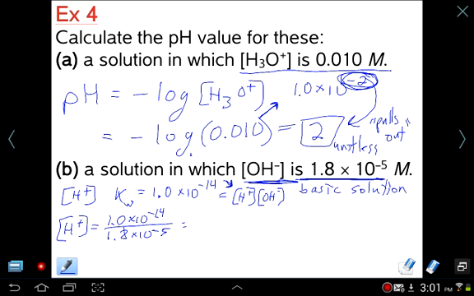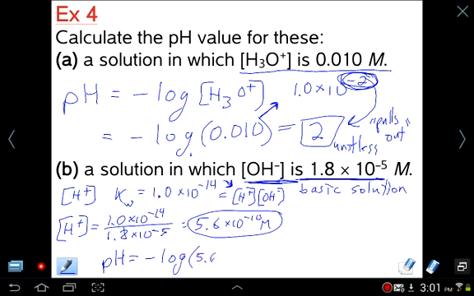And hopefully you got, we actually just solved this I think previously, 5.6 times 10 to the negative 10th. We've tried a similar example for your H plus concentration. And now we can plug this into negative log. Your pH then is negative log of this value, 5.6 times 10 to the negative 10th, and you should get yourself a pH of 9.26. Again, this is unitless, so just 9.26.